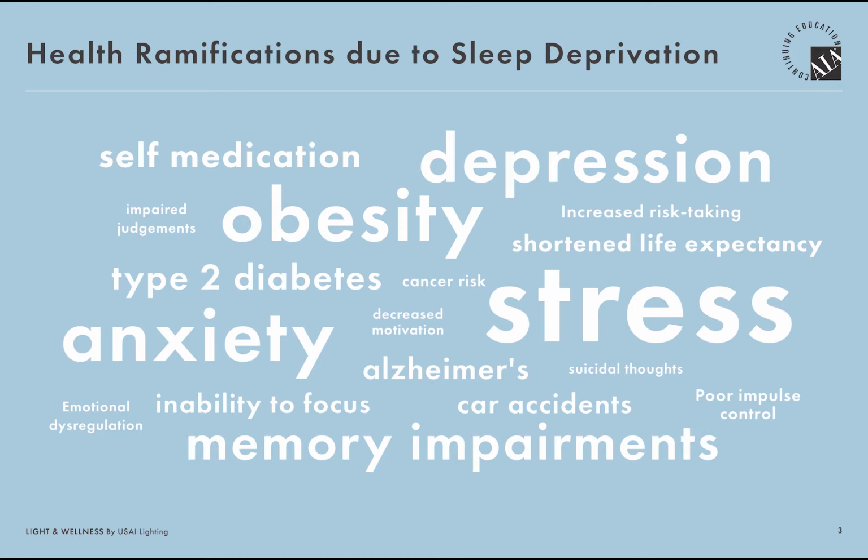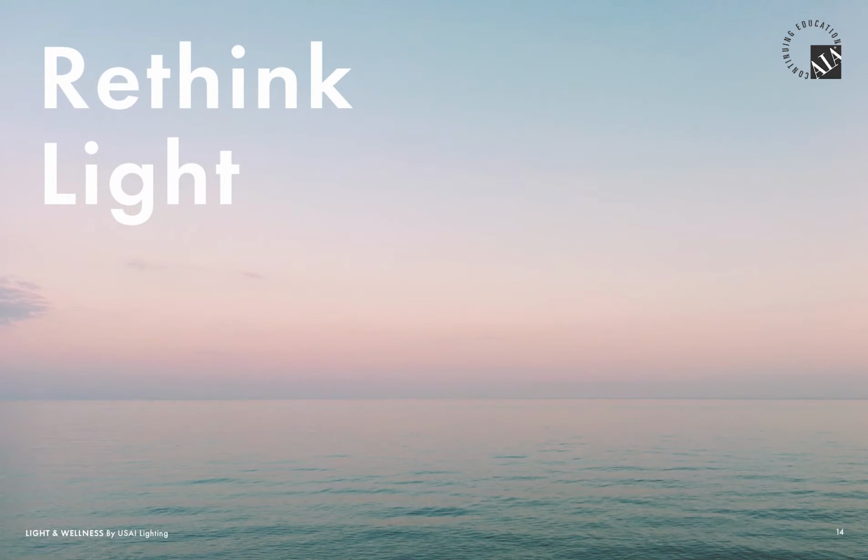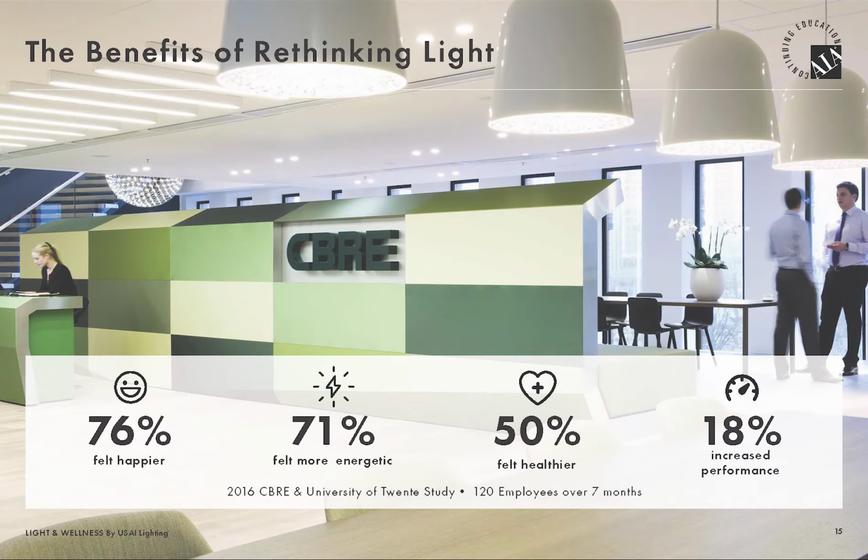So the question that those in the design industry need to ask themselves is, what can we do to help? And we can rethink how we approach lighting design of spaces to take advantage of recent scientific research. And the benefits of rethinking that lighting are significant. A 2016 CBRE study looked at the effects of dynamic circadian system as part of their Healthy Offices project, and they studied this on 120 employees over the course of 7 months. The results were overwhelmingly positive. 76% of respondents felt happier.